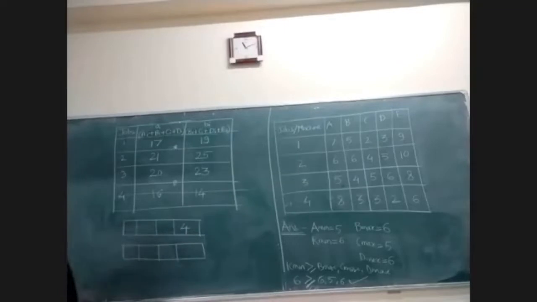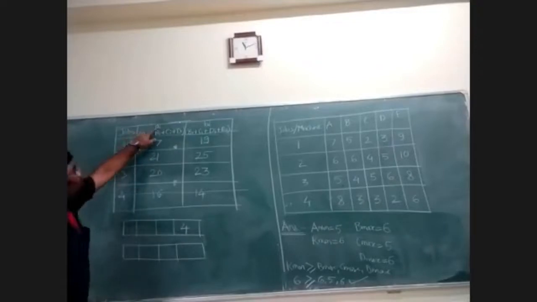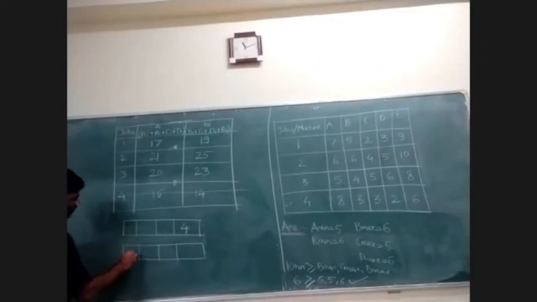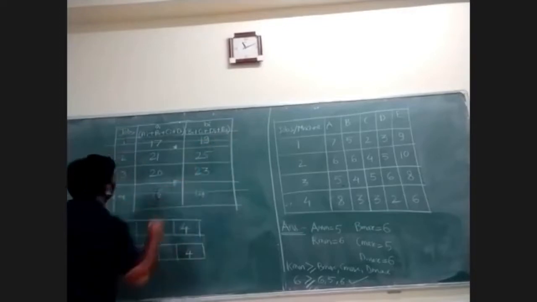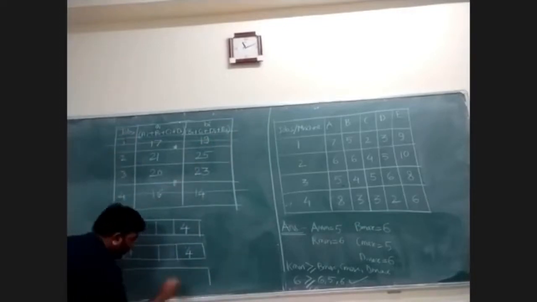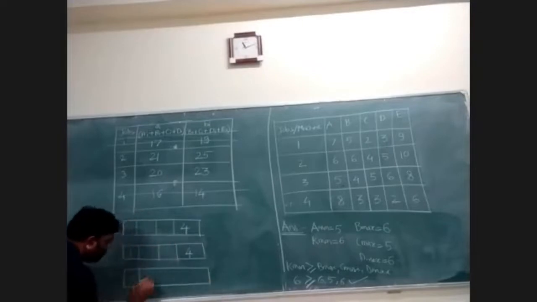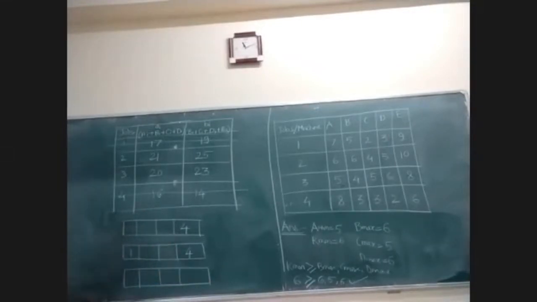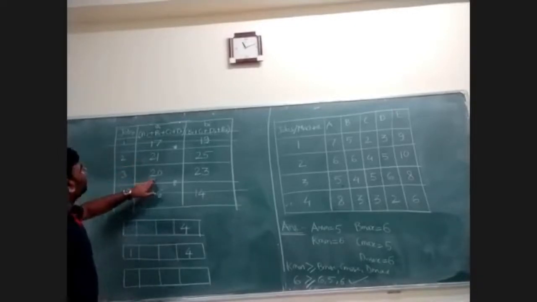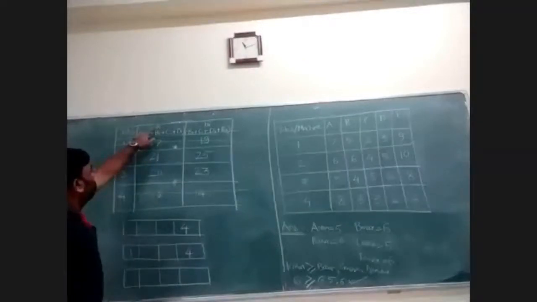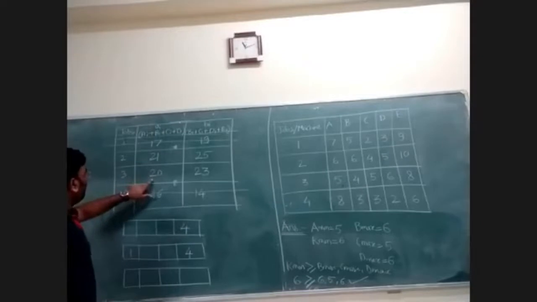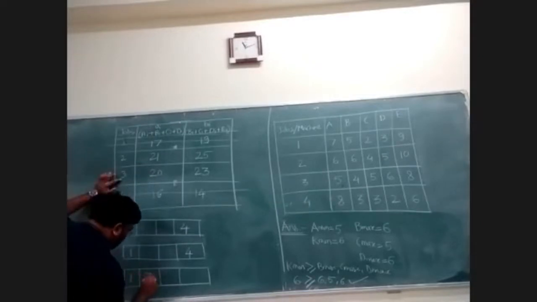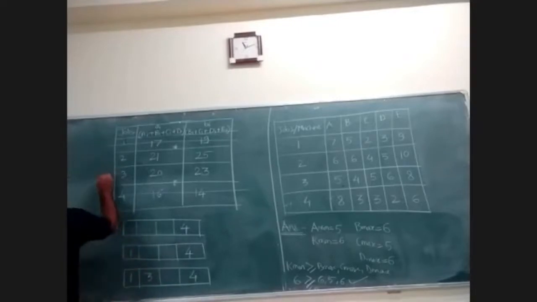So after that, the least value we have is 17, and 17 comes for job number 1 for machine A. So this is to be placed first on machine A, and we strike it off. The next minimum value that we have is 20, and 20 comes for job number 3 on machine A. It will be placed next, and hence we are going to place 3 here, and we are going to strike it off.